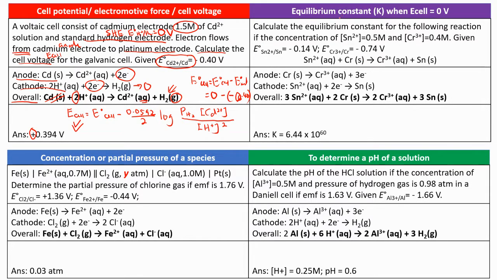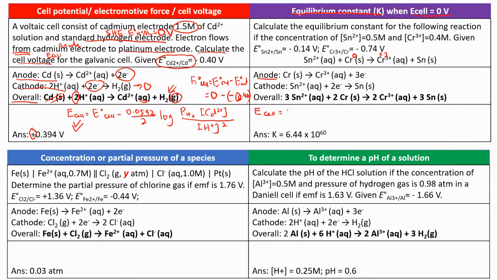Now we go to the next one. If you are asked to calculate the equilibrium constant when E cell equals 0. Same thing again. Determine which one is anode and which one is cathode. I just choose one of them. For example, I choose chromium 0 to positive 3. So the oxidation number increases, so it is the anode. Then after that, get the overall cell equation and then start to write.